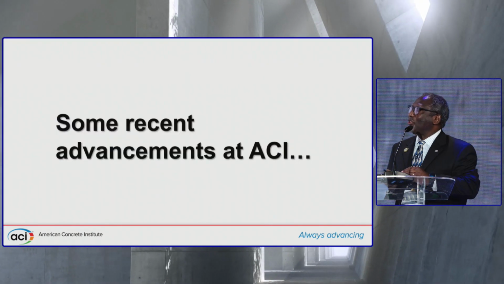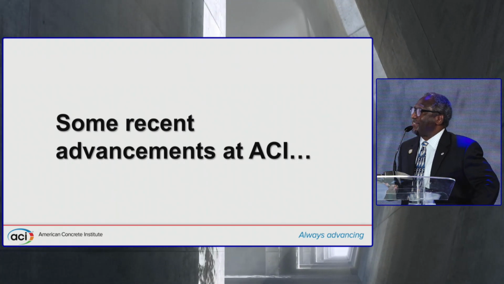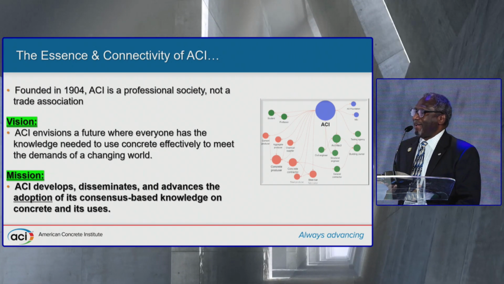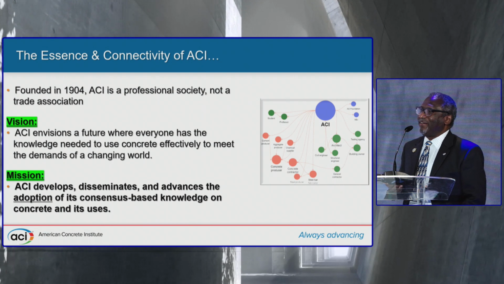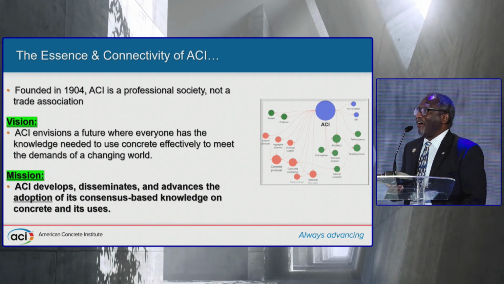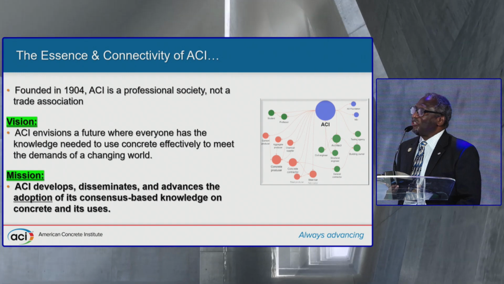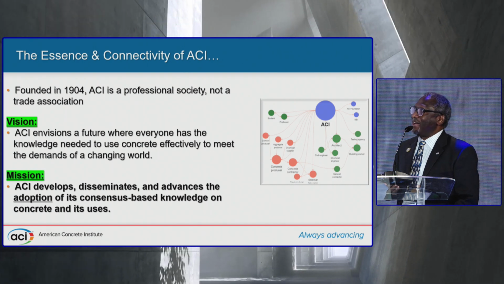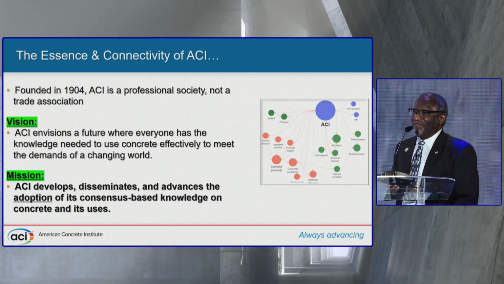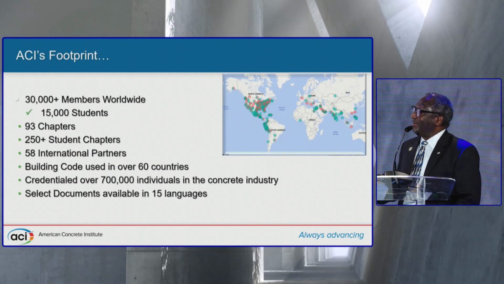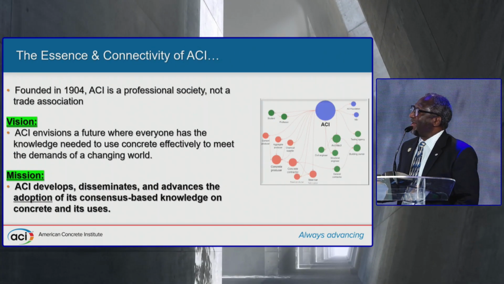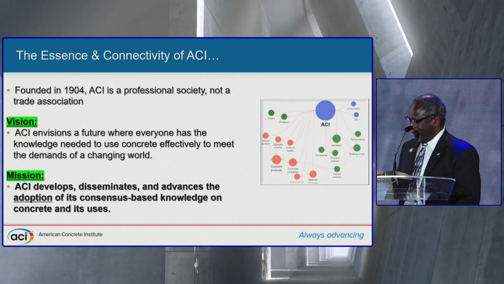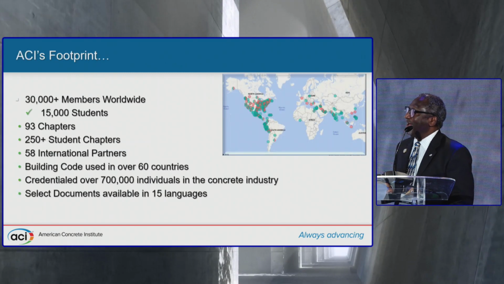I'm going to finish up now and talk about some recent advancements at ACI. Now, ACI was founded in 1904, basically as a professional society. It's not a trade association. And the vision of ACI is essentially a future where everyone has the knowledge needed to use concrete effectively to meet the demands of a changing world. And our mission, similar to yours, is to develop, disseminate, and advance the adoption of our consensus-based knowledge on concrete and its uses. So that is the mission of our ACI.